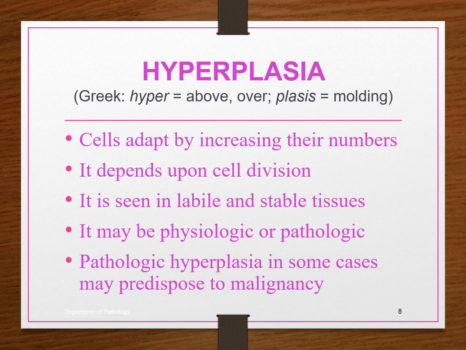First, we will discuss hyperplasia. It comes from a Greek word. Hyper means above, over. Plasis, that is molding. Cells adapt by increasing their number. So, hyperplasia is cellular adaptation by increasing the number of cells. It depends upon the cell division. So, hyperplasia is seen in labile and stable cells. This hyperplasia may be physiologic or pathologic. Pathologic hyperplasia in some cases may predispose to malignancy.